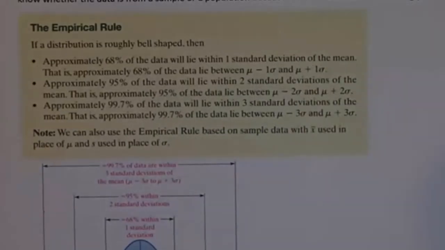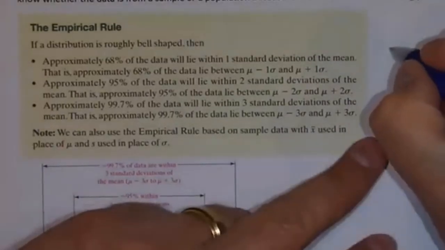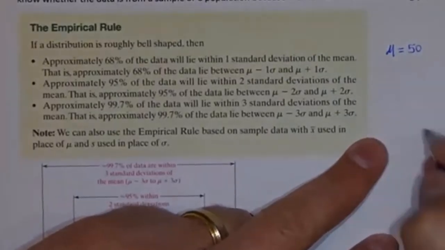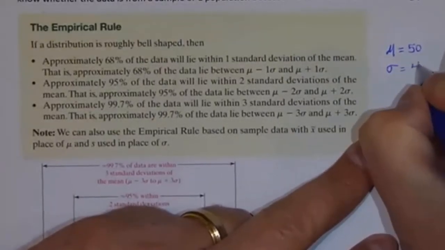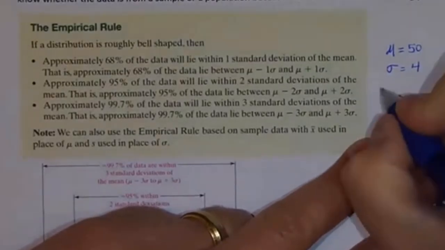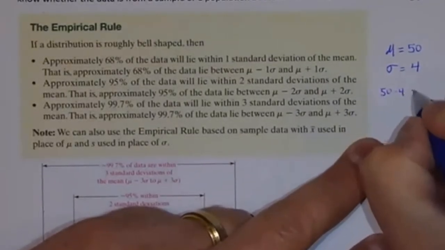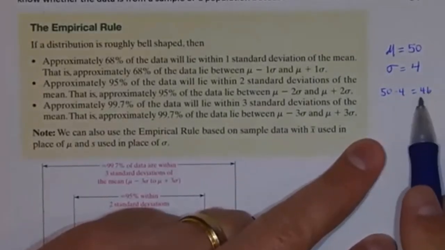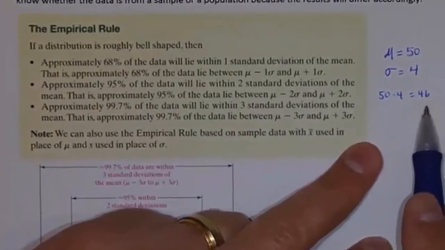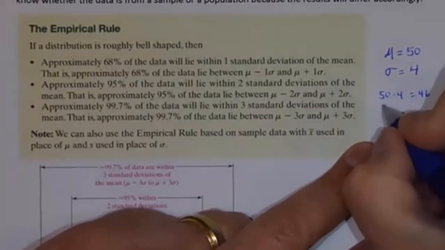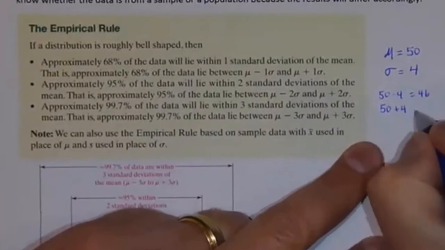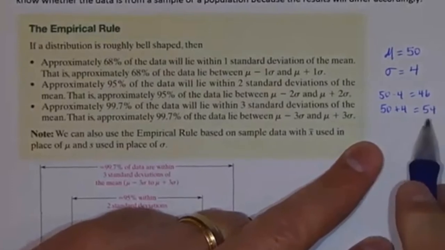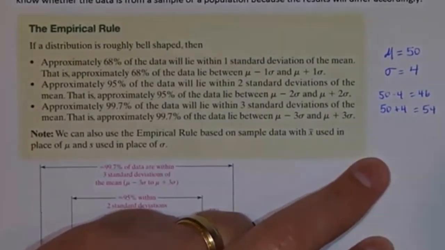Now, what does that mean? Suppose I have a set of data, and suppose the mean of that set of data is 50, and suppose the standard deviation of that set of data is 4. Well, if I take 50 minus 4, that equals 46. I would say the value 46 is one standard deviation below the mean. If I take 50 and add 4, that would be 54. The value 54 is one standard deviation above the mean.